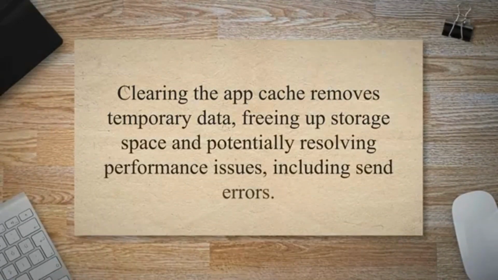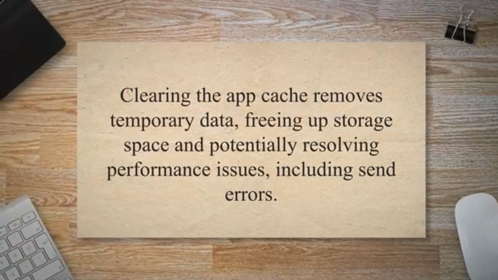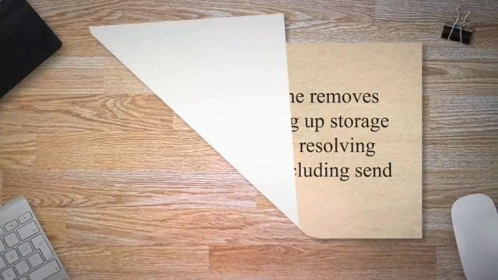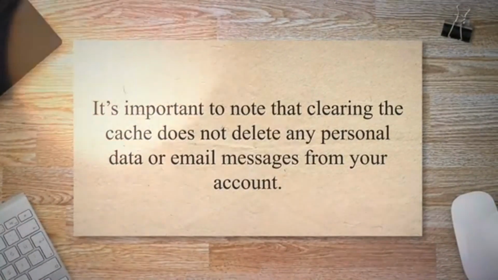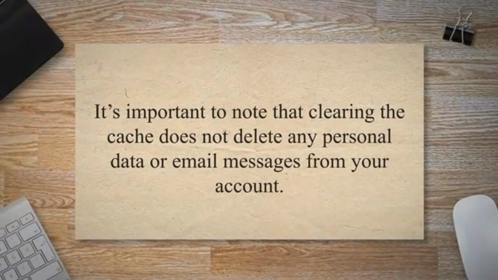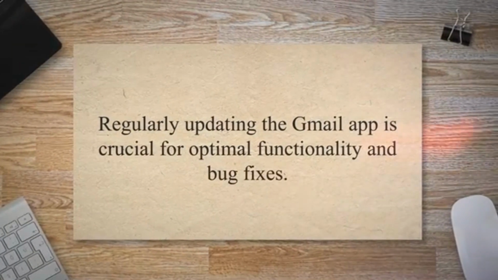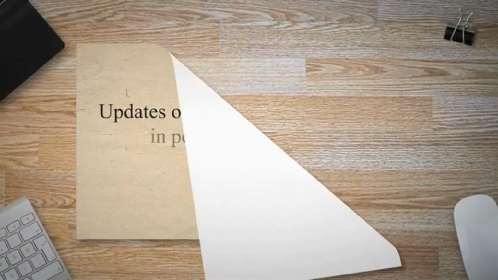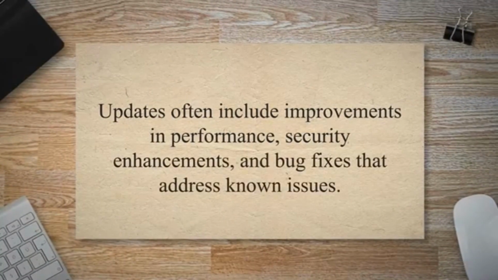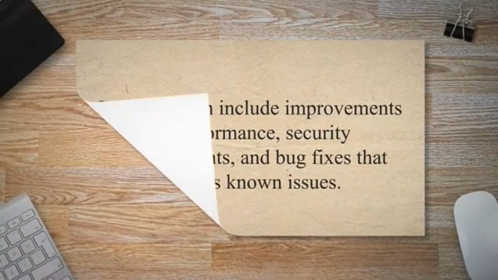Clearing the app cache removes temporary data, freeing up storage space and potentially resolving performance issues, including send errors. It's important to note that clearing the cache does not delete any personal data or email messages from your account. Regularly updating the Gmail app is crucial for optimal functionality and bug fixes. Updates often include improvements in performance, security enhancements, and bug fixes that address known issues.